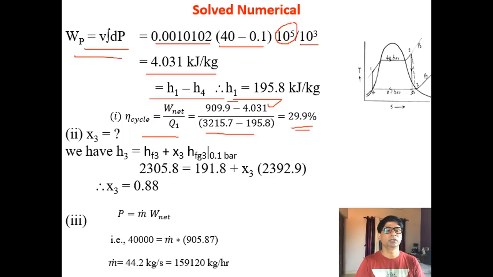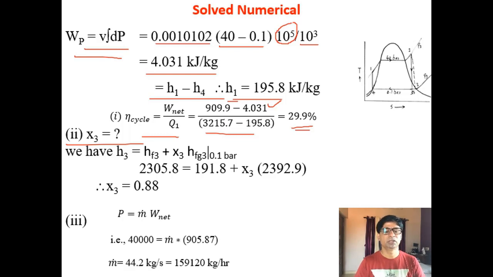Now you are asked to find out the quality of steam at the turbine exit, that is 3. So H3 is equal to HF3 plus X3 HFG3, right? So at 0.1 bar, and after making proper substitution you will get X3 as 0.88.